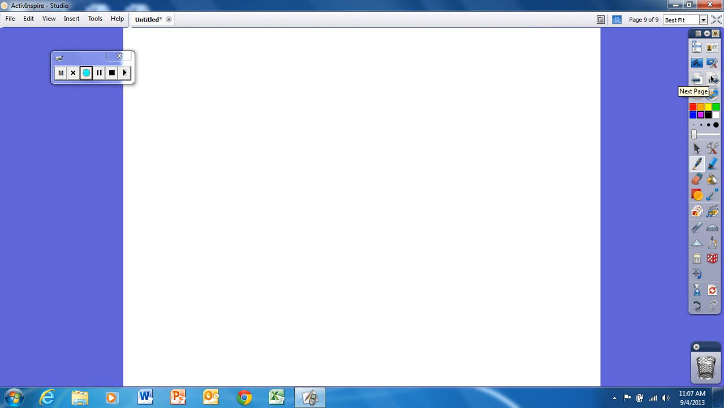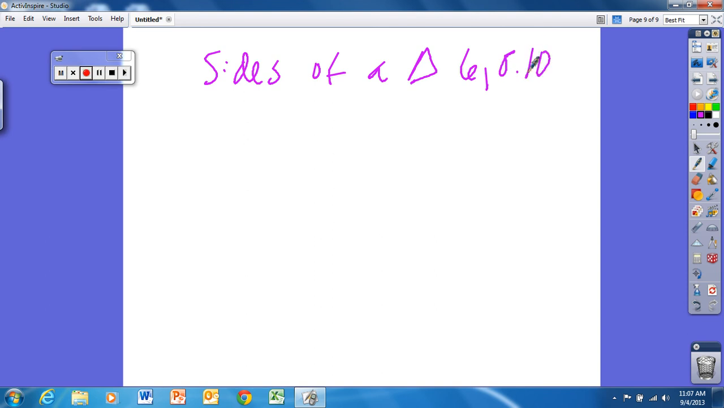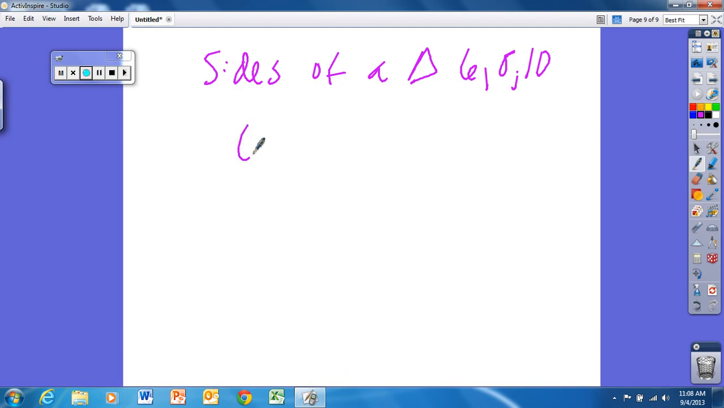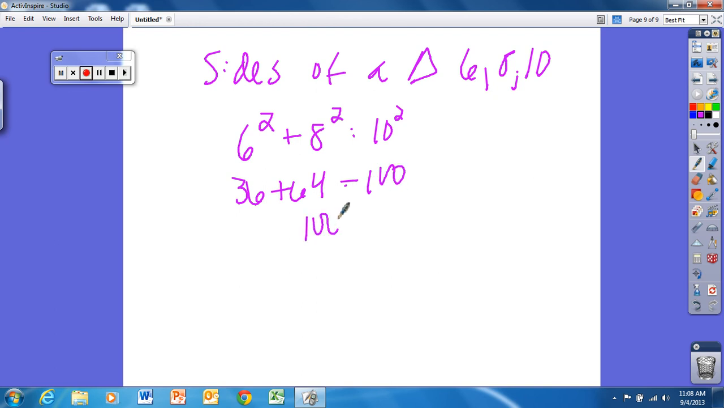So you know that if I told you that the sides of a triangle were 6, 8, and 10, and if I asked you if that triangle was a right triangle, then you would say, I don't know, let me check. Does 6 squared plus 8 squared equal 10 squared? 36 plus 64, does that equal 100? It sure does. That means that a triangle with side lengths of 6, 8, and 10 is a right triangle. That's the converse of the Pythagorean theorem. It's backwards. It says, if it works, then it is a right triangle.